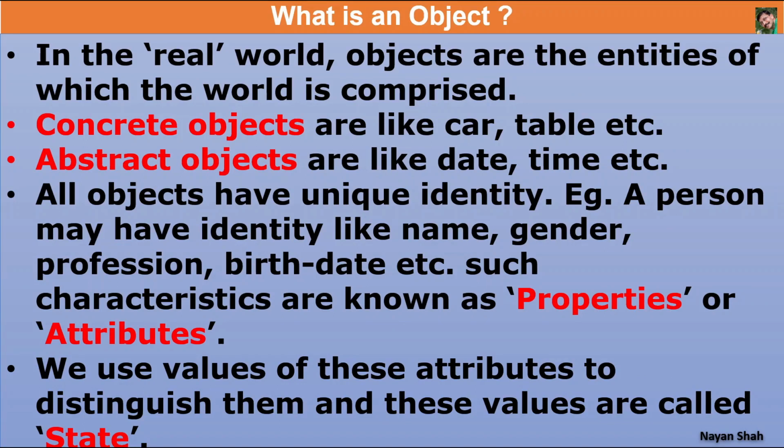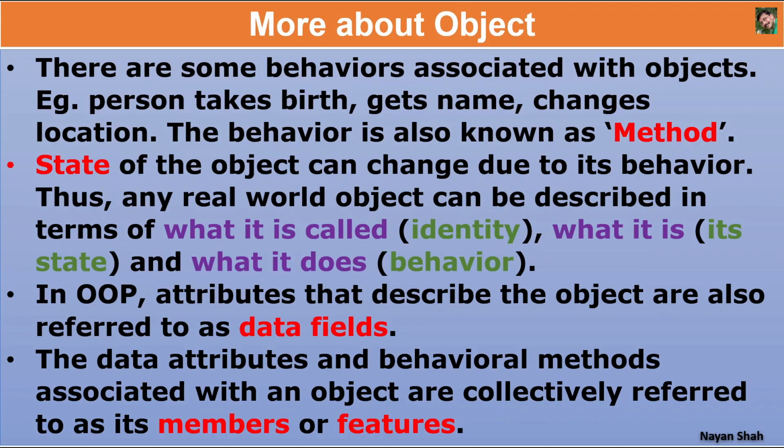Then we saw what an object is, and the two types of object: concrete objects and abstract objects. All objects have a unique identity and some characteristics, also known as properties or attributes, and the values of these attributes or properties are used to distinguish objects from each other, and that is called the state of the object. Then we also saw that an object can be described in terms of what it is called, what it is, and what it does. That is the name of the object, state of the object, and behavior of the object. Then, what are members and features? The data attributes and behavioral methods associated with a particular object are collectively known as members or features.